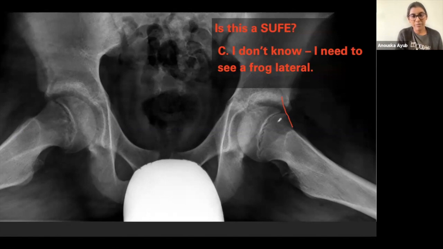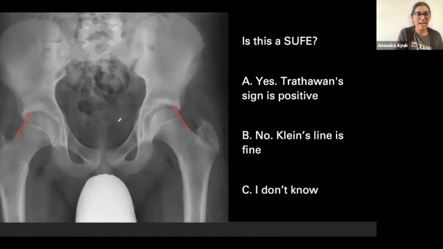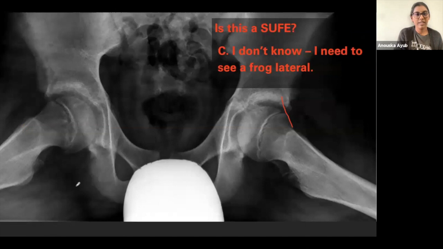The good thing about Klein's line is it makes you look in the right place rather than you having to draw it and relying on it every time. So if you look in the right place here and here, you will spot a difference between two sides and you might spot an abnormality. And if you look where you would draw Klein's line, you will see the abnormality. So I think that's the good thing about Klein's line.